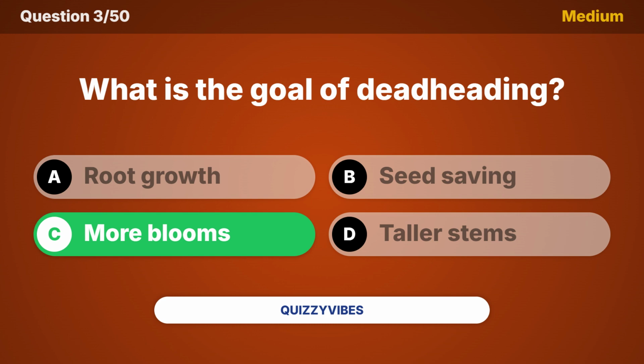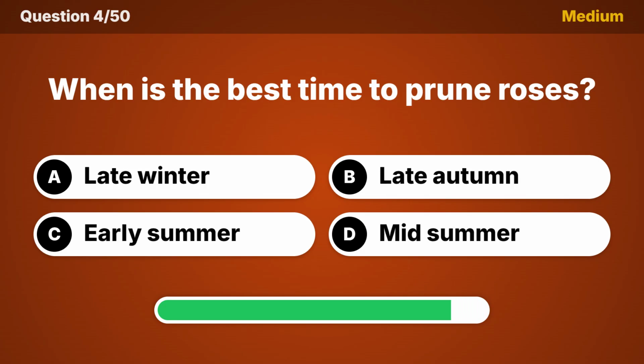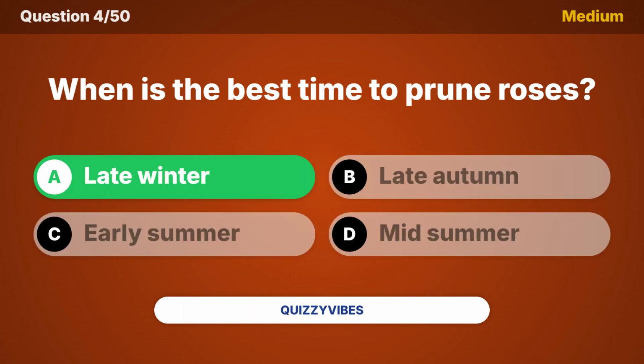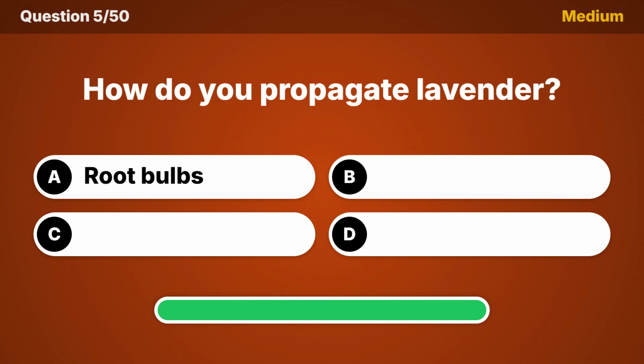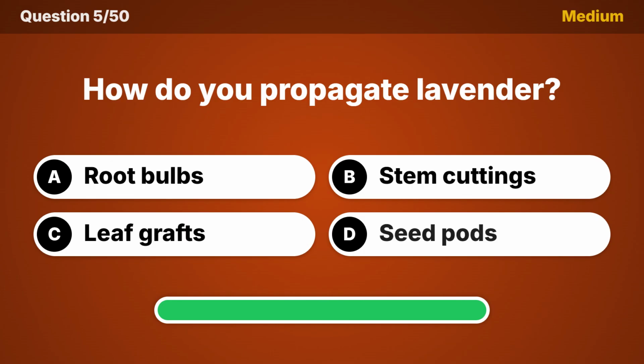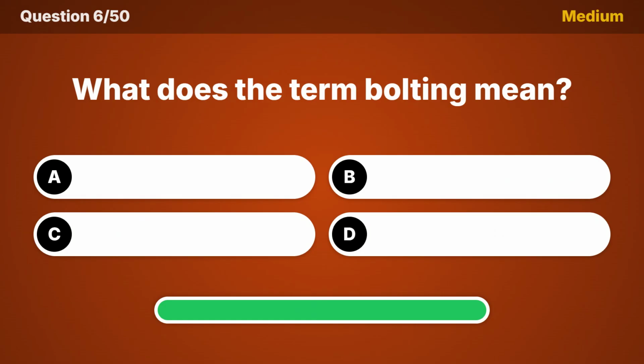And the answer is more blooms. When is the best time to prune roses? The answer is late winter. How do you propagate lavender? Answer, stem cuttings. What does the term bolting mean?